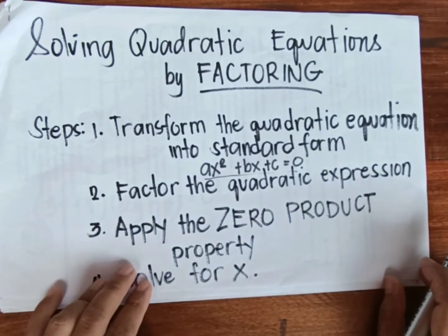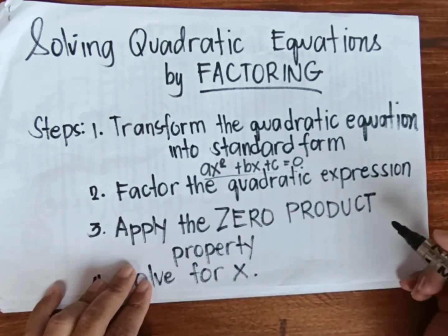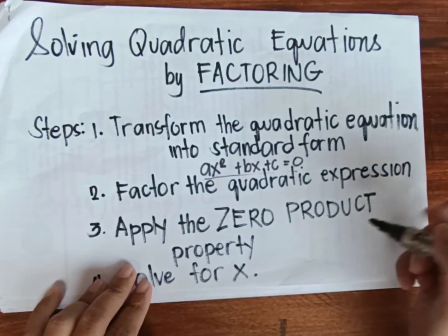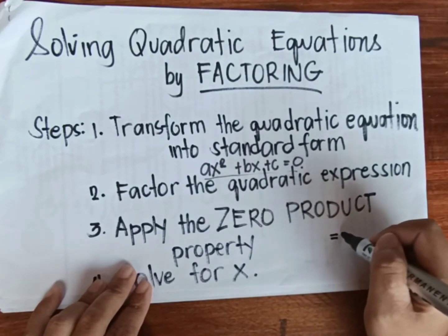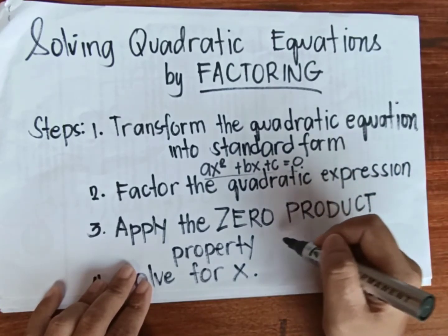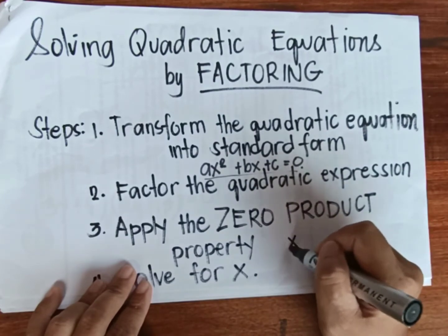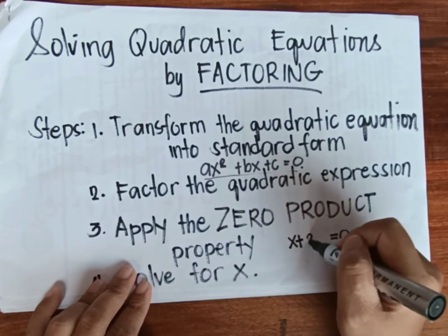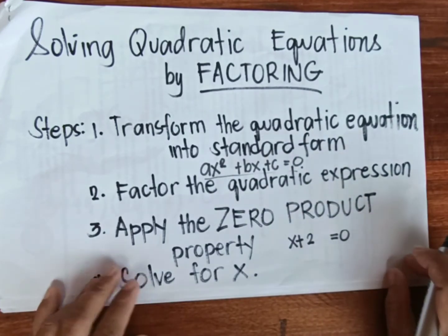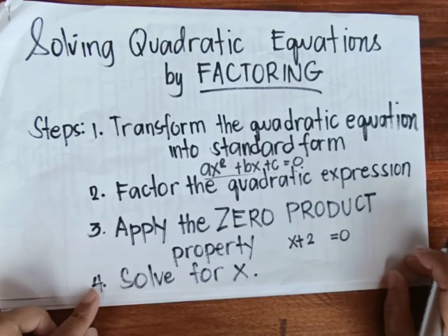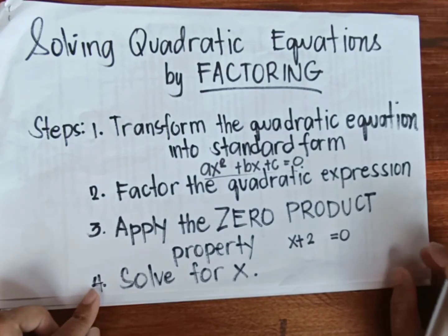So, when we say zero product property, alright? So, the factor, you equate it to 0. So, let's say, you take the factor x plus 2 and then equate it to 0. And then of course, lastly is to solve for x.